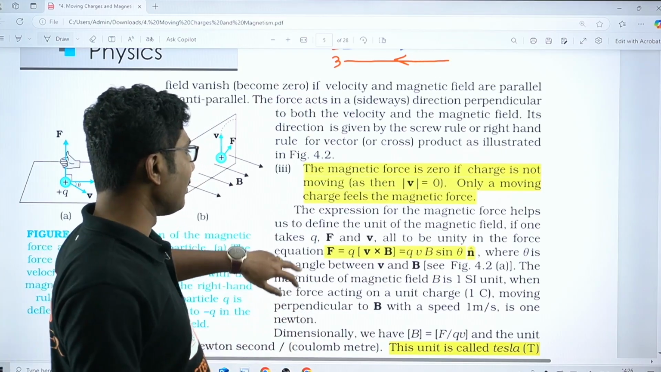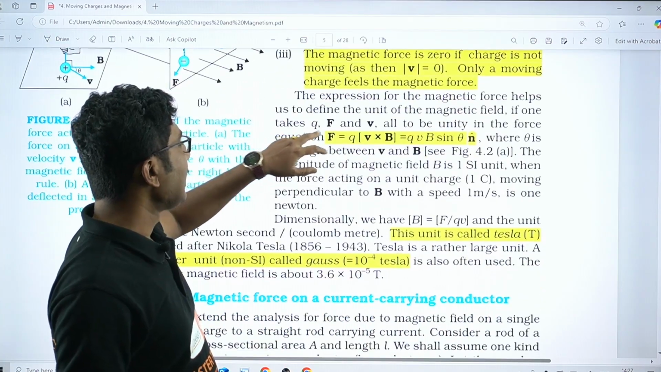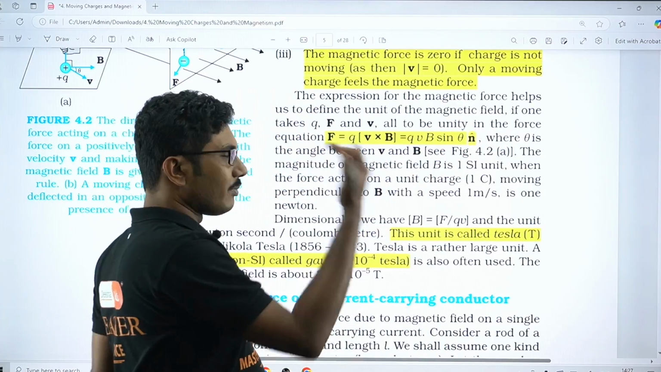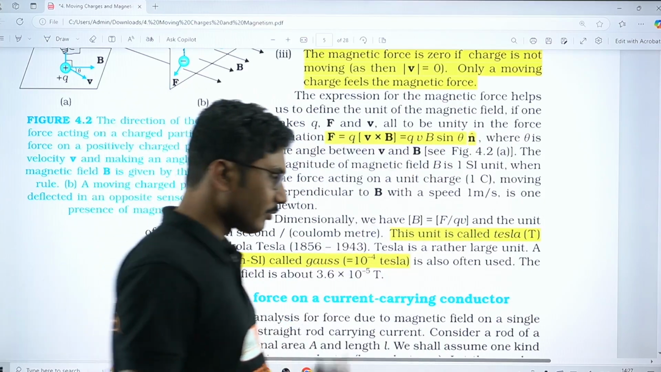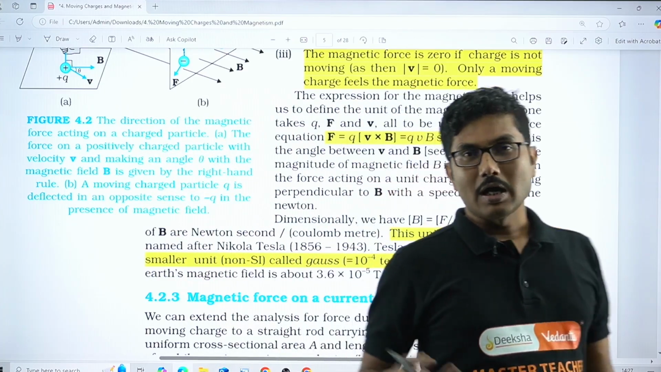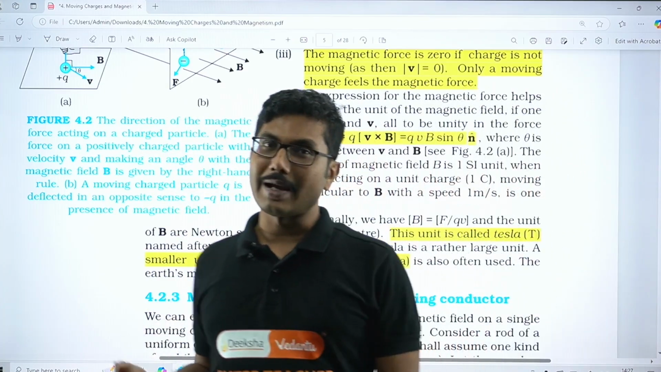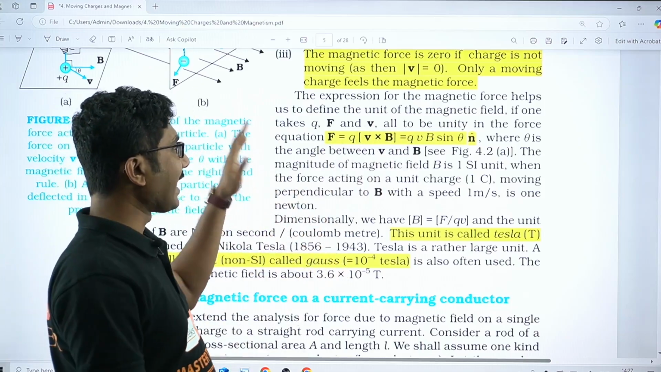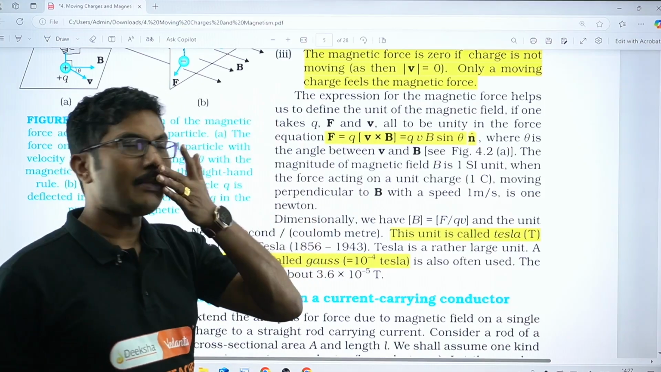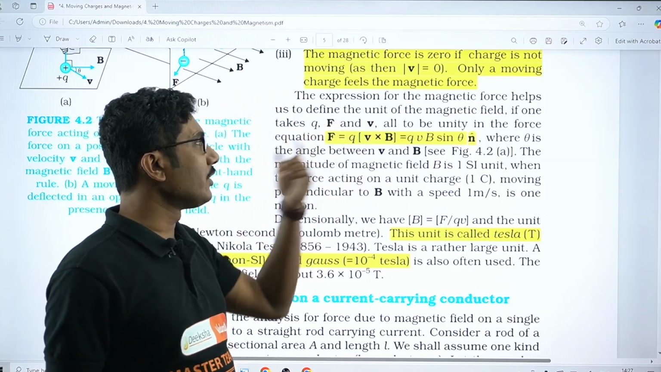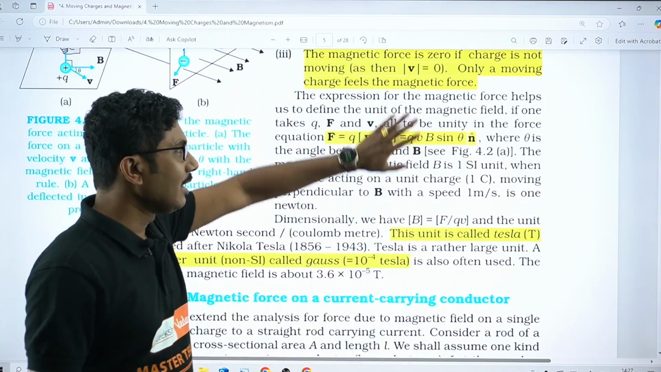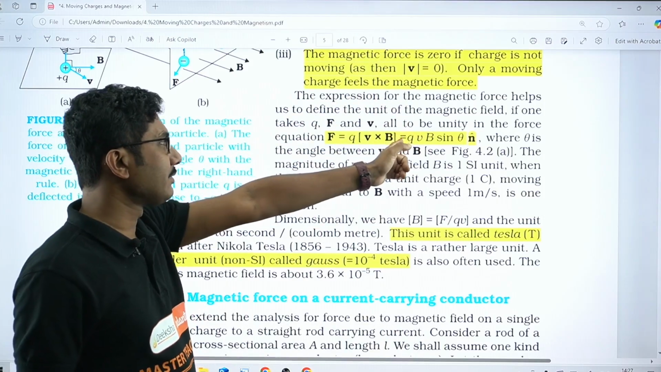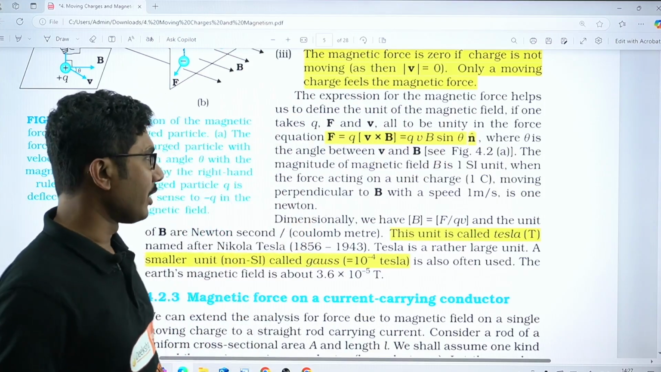Very, very important. As I said, F is equal to qVB sin theta n cap. Magnitude wise, in most cases when you are solving numerical problems, you can ignore this n cap because only magnitude is important. So qVB sin theta. But when you are writing in the board exam, then force vector is equal to qVB sin theta n cap. Only the Lorentz force is important for the board. For all other purposes, this qVB sin theta is important.